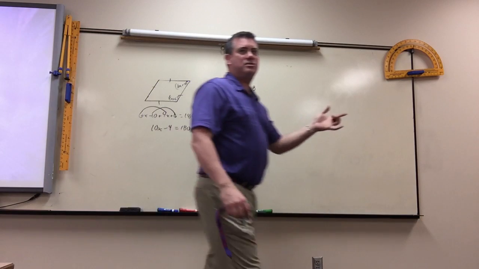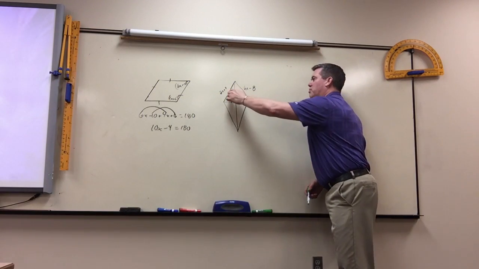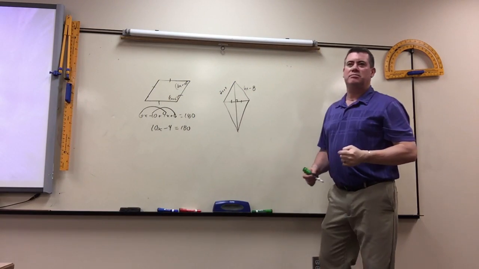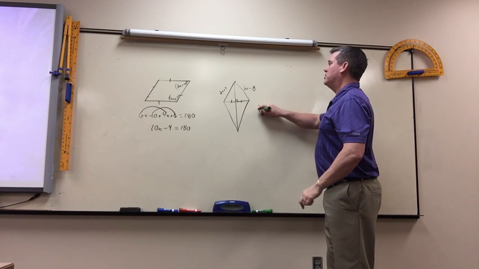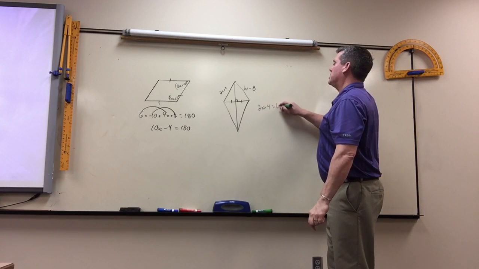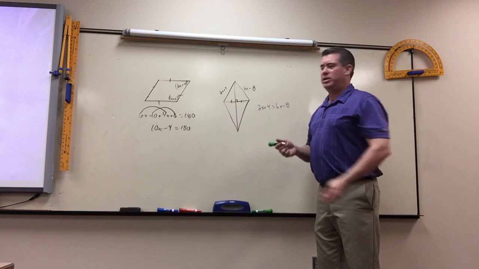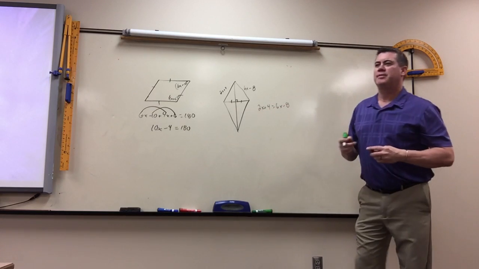Now on these, what do you know about this side length and that side length? They're equal, so that's your equation. 2x plus 4 equals 6x minus 8. And then you solve it just like before.